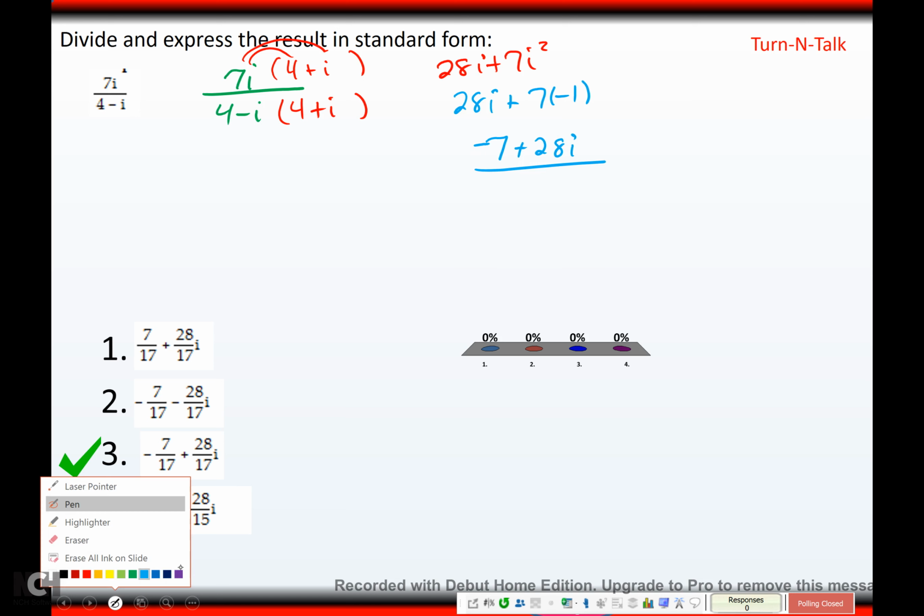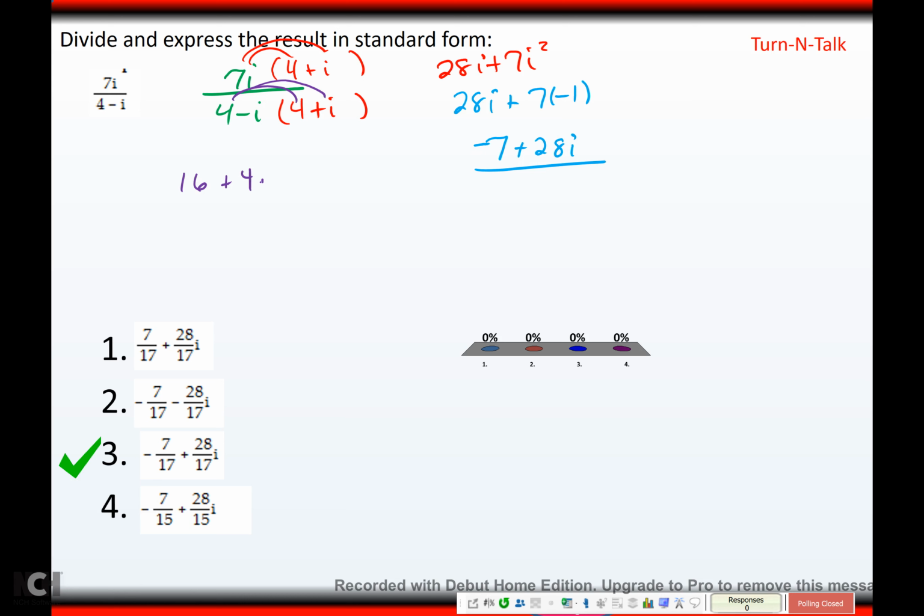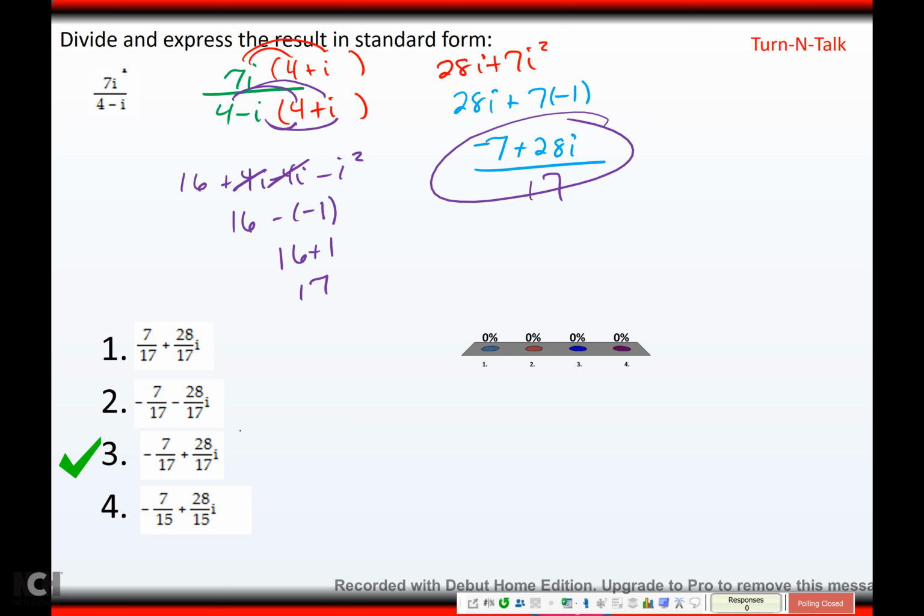On bottom, I have 4 times 4 is 16. These are conjugates, so look, 4i and negative 4i cancel out, and that's going to be negative i squared. So that's 16 minus a negative 1, which is 16 plus 1, which is 17. And that's it. But why do they do this? I don't know, because they like to irritate us. They just split it, and they said that's negative 7 divided by 17 plus 28 divided by 17. Alright, this is not wrong. This is perfectly acceptable. But I do believe Math Excel even makes you put it in like that.